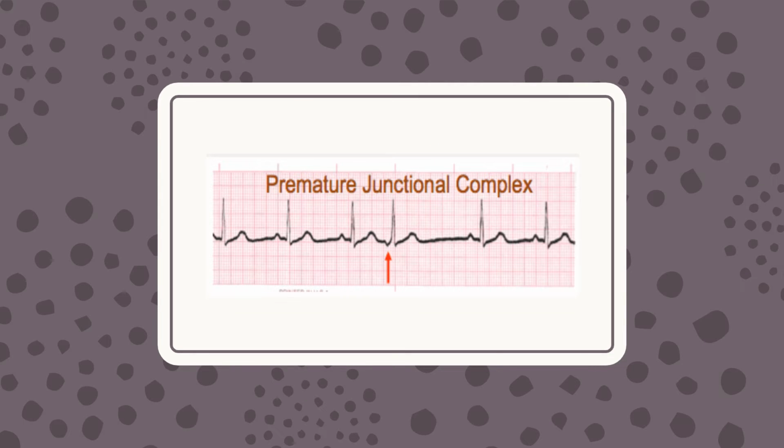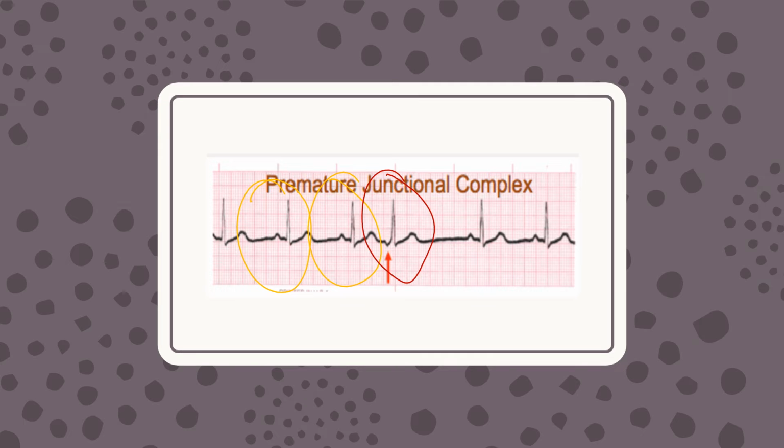Here's another example. If you take a look, here are sinus beats right here. You can see nice P waves, nice slender QRS, T, P, QRS, T wave, and then all of a sudden you have this beat that's coming in early. This is coming in before the next sinus beat would be expected. Not only is it coming in early, but you don't really see a P wave.